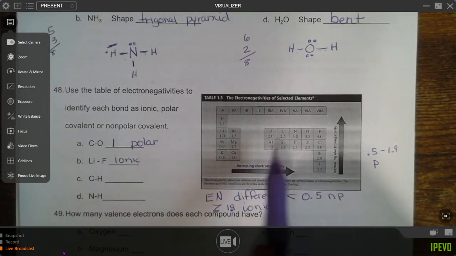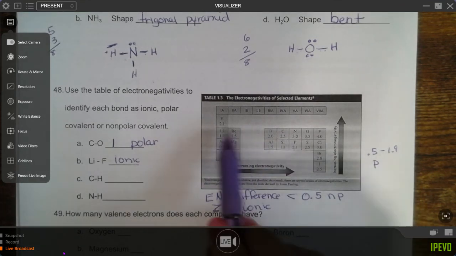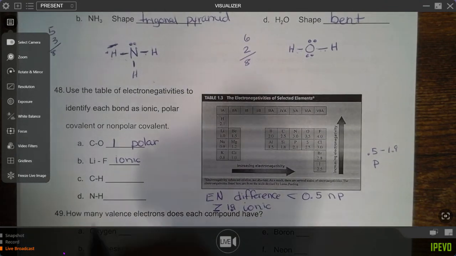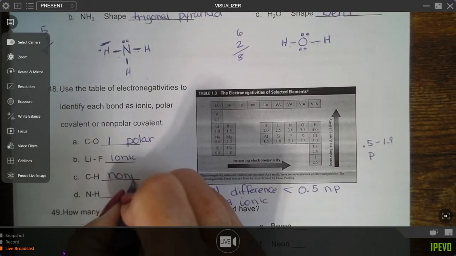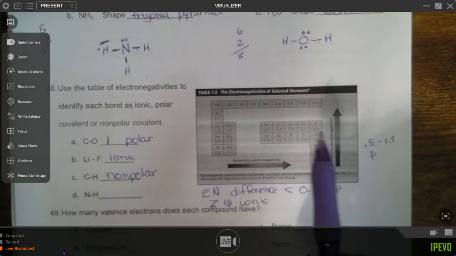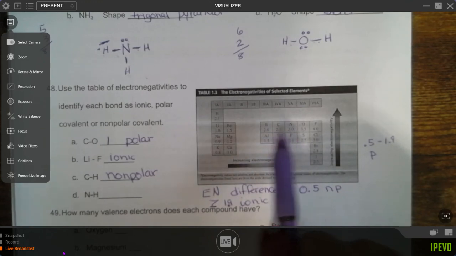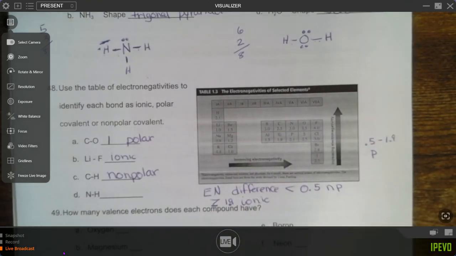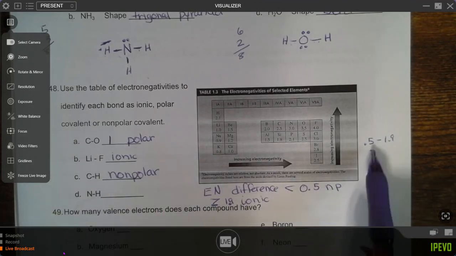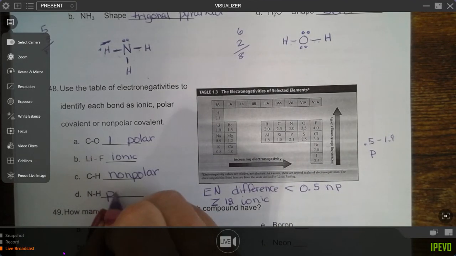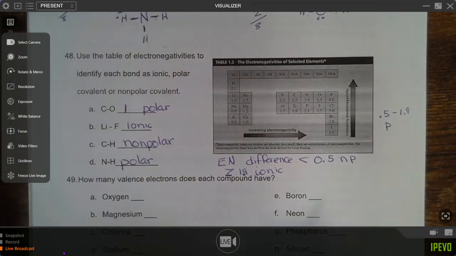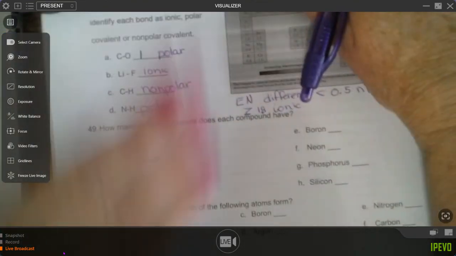Carbon and hydrogen. Carbon is 2.5. Hydrogen is 2.1. So a difference of 0.4. So this is a nonpolar bond, nonpolar covalent. And last example, nitrogen is 3, hydrogen is 2.1. That gives us a difference of 0.9. 0.9 is right there in that range for a polar covalent bond. Okay, those should be pretty easy for you to figure out.